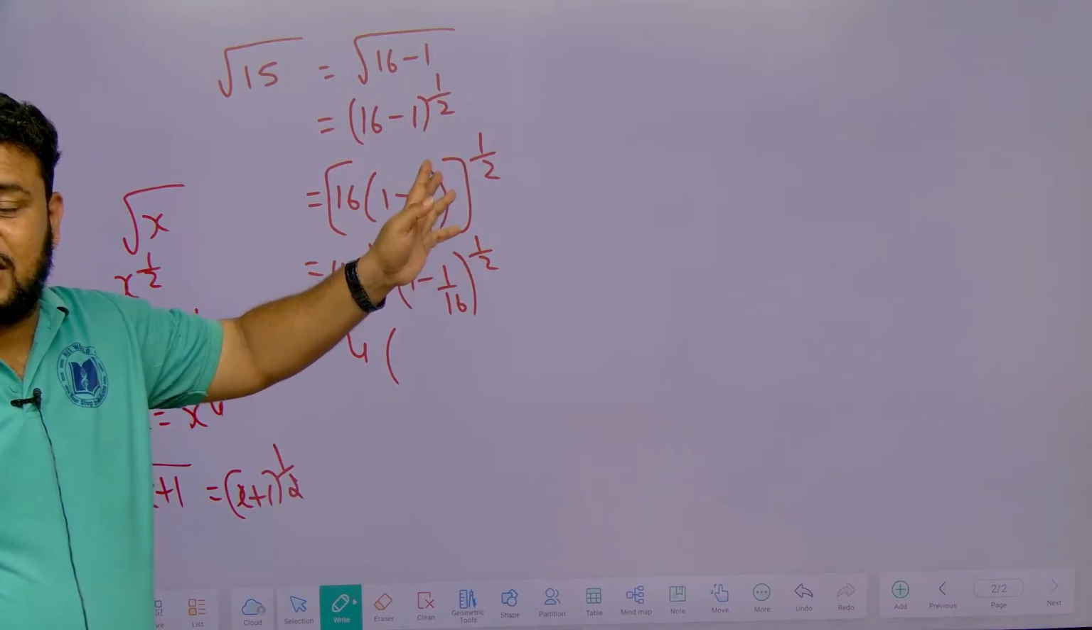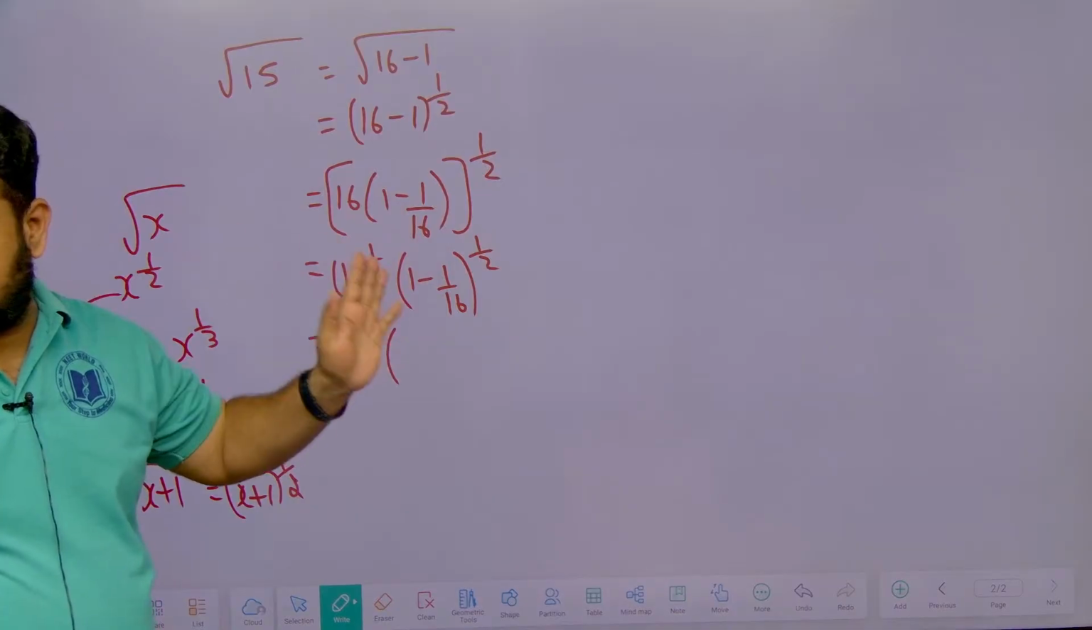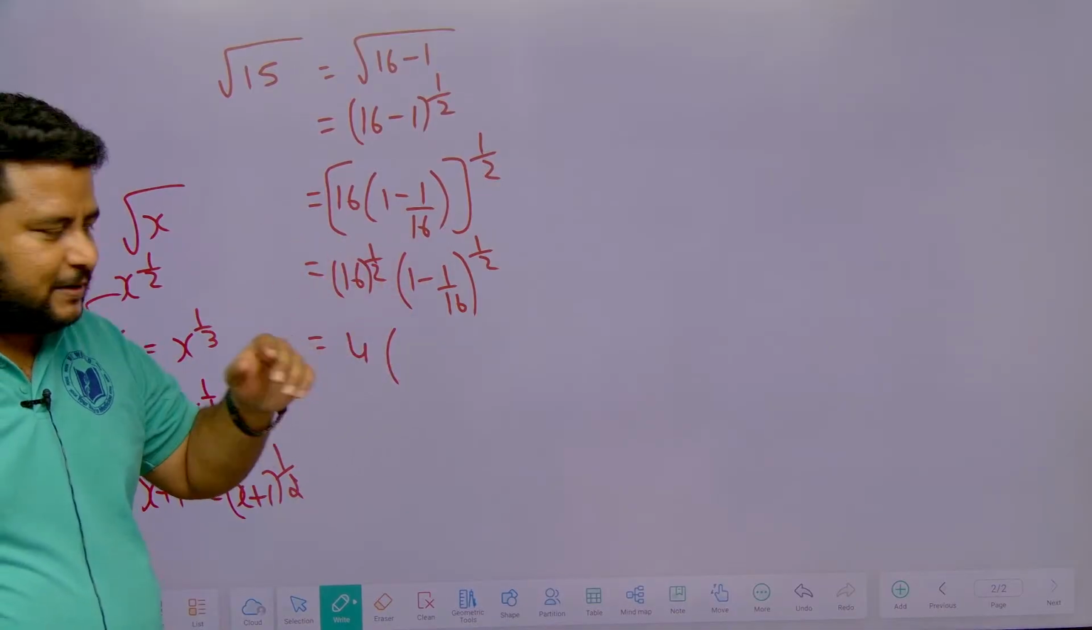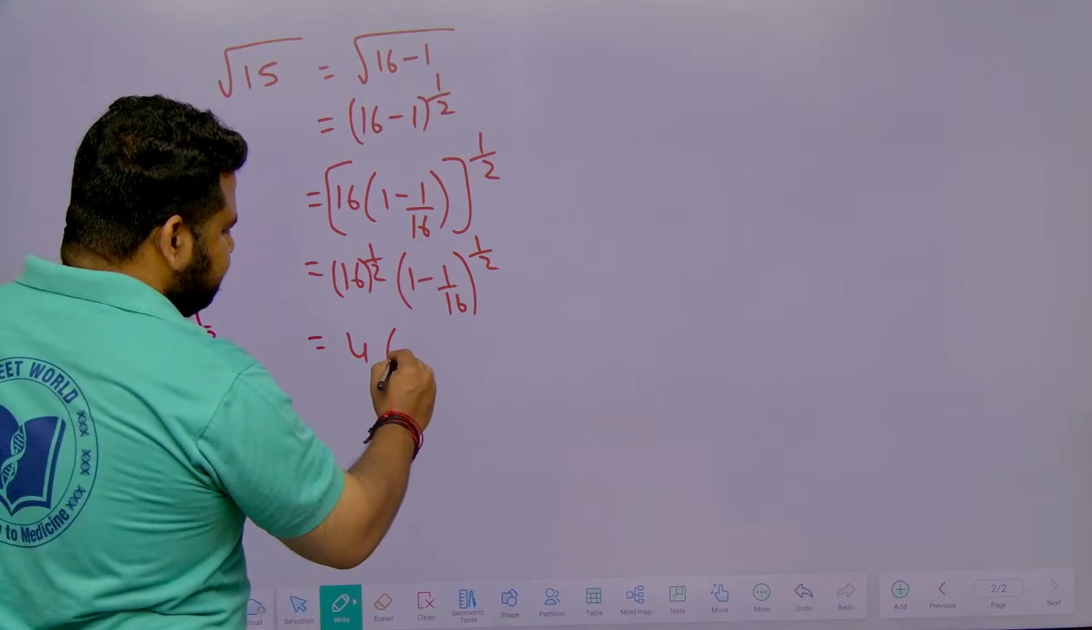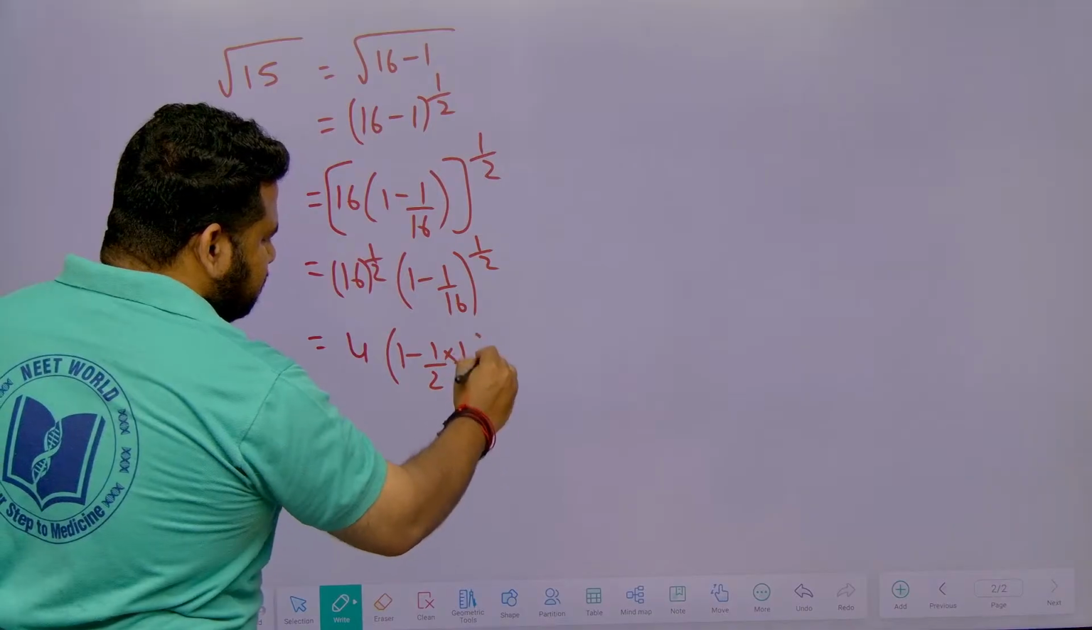It is applicable even for 1 minus a to the power of n also. Plus or minus, for both it is applicable. Now see here, I can write this as 1 minus 1 by 2 into 1 by 16, that's all.